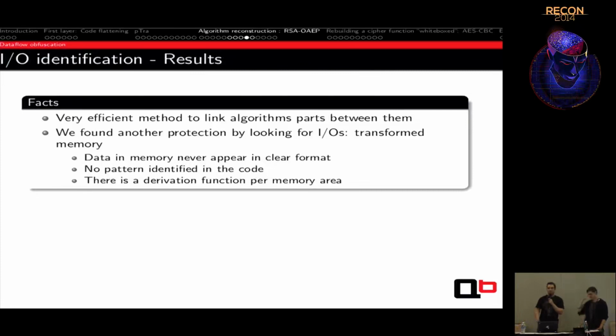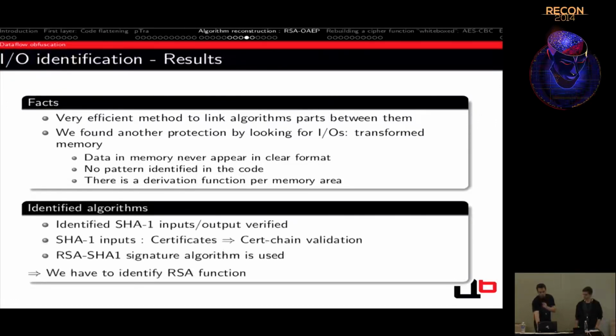We have to find each computation that was applied on each block. The only thing we managed to identify is that there is one derivation function per memory area. So in one block, only one computation will be applied. If we find the transformation of one byte, the same applies to the whole block.